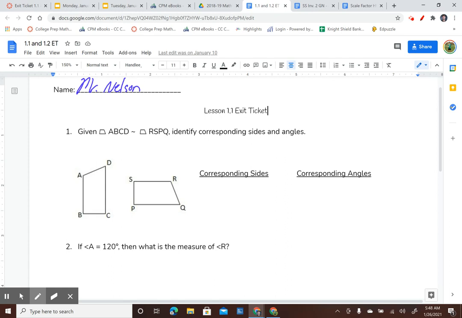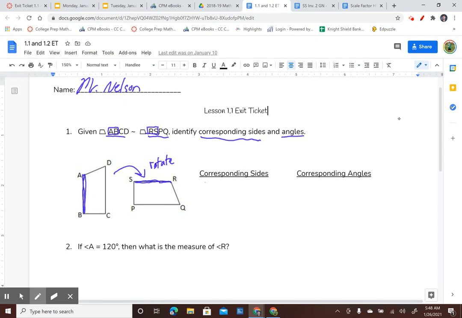So yesterday we took a look at similar figures. In this case it says quadrilateral ABCD is similar to RSPQ. Identify the corresponding sides and angles. And so notice if these two figures are similar, then this one here is rotated a little bit. Doesn't look the exact same as this one on the left, but it is. And so here we have side AB, and that would align with side RS. And we know that to be true because AB comes first, so does RS.